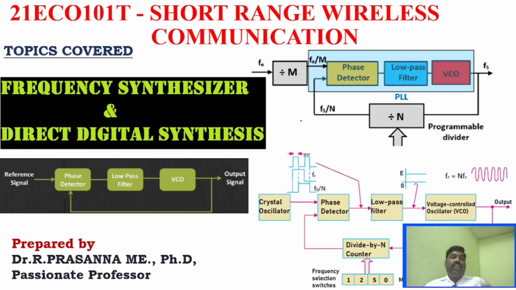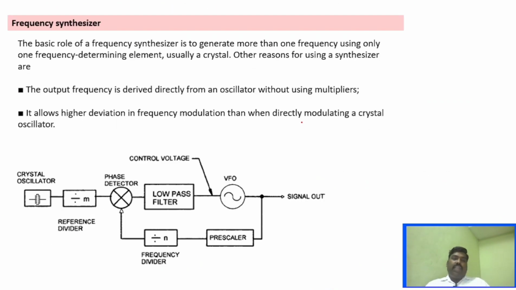Before starting with frequency synthesizer, we got to know why we need it. What is the importance of frequency synthesizer? Frequency synthesizer is mostly used in RF transmitters, as it can generate an RF source. The basic role of a frequency synthesizer is to generate more than one frequency from one frequency element. Say for example, if you have one crystal oscillator, we can obtain one particular frequency, right? From that single frequency component, we can obtain multiple frequency components. That is called frequency synthesizing.